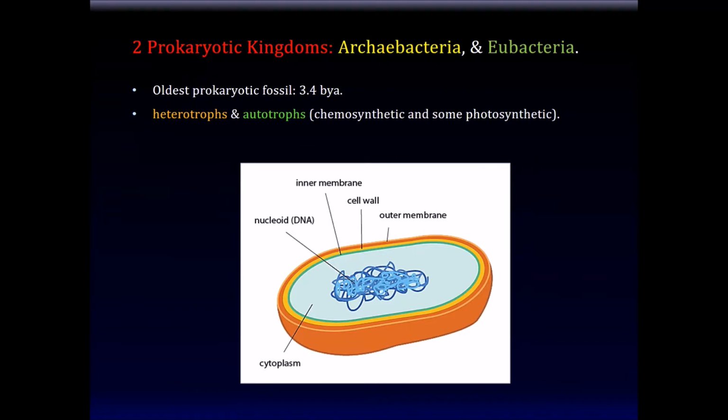Now, this is very interesting. There can be heterotrophs or they can be autotrophs. Heterotrophs means they depend on others for their food. Autotrophs, they make their own food. They can be photosynthetic.